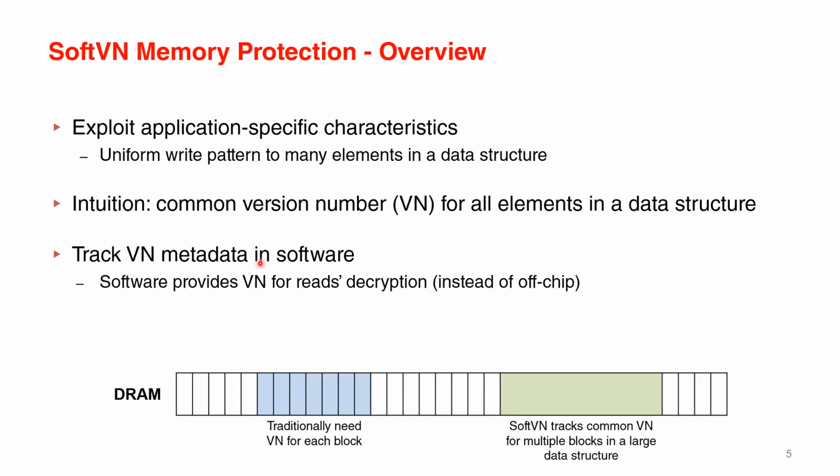So the key idea here is that the version numbers, which is one kind of metadata which we focus on in this paper, reflect intuitively the number of writes to a memory block. In traditional protection, the baseline, the version numbers are per memory block. Whereas in SoftVN, our proposal, there's one version number for many blocks in a big data buffer. That version number is tracked by software and provided by software for memory reads, thereby reducing the decryption latency and hence lowering the performance overhead.